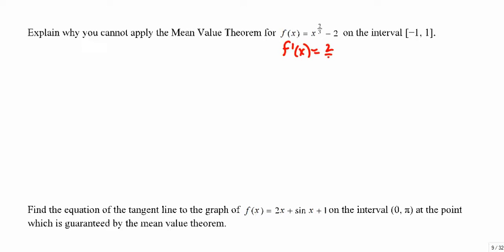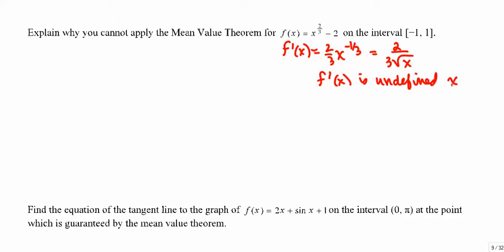And so we get 2/3 x to the negative 1/3. So that's 2 over the cube root of x. All right, now we have some issues. There is a value of x where our derivative is undefined. So remember, we have critical values where our slope is 0 or undefined. We don't have a 0 slope here, but we do have an undefined one. We're undefined at x equals 0.